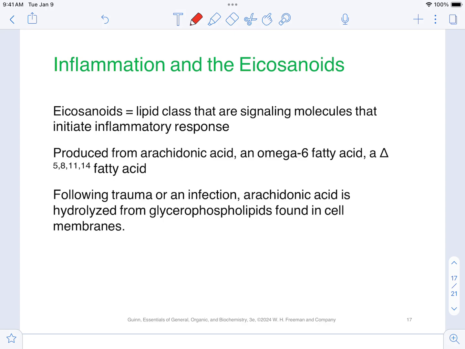Inflammation and eicosanoids. This is a lipid class that are signaling molecules that initiate inflammatory response. So really important here. They are produced from arachidonic acids, which is an omega-6, if you remember our notation there, that nutritionists use, omega-6 fatty acid, and a delta 5,8,11,14 fatty acid. So if something happens, some kind of trauma, some kind of infection, this arachidonic acid is hydrolyzed from the glycerophospholipids found in the cell membranes. And this is what will trigger something to swell on your body.